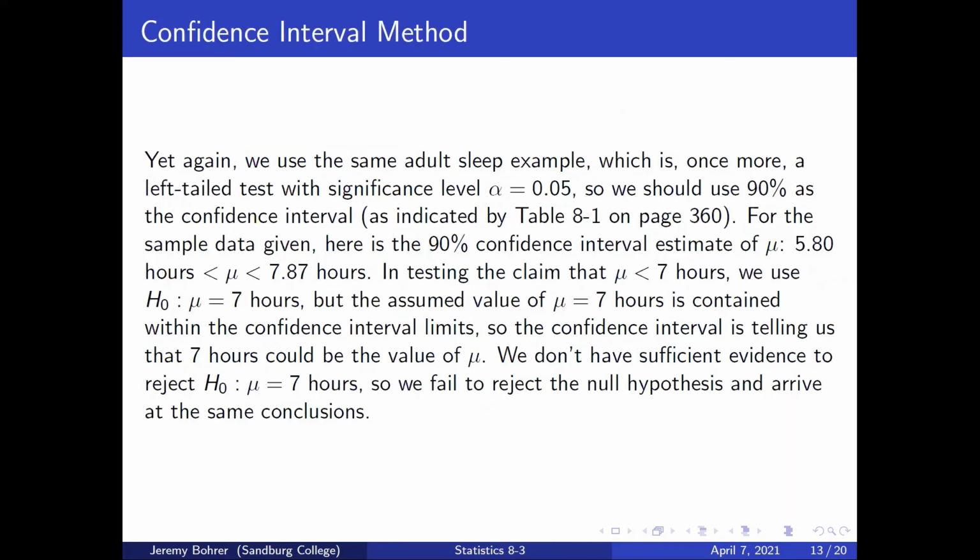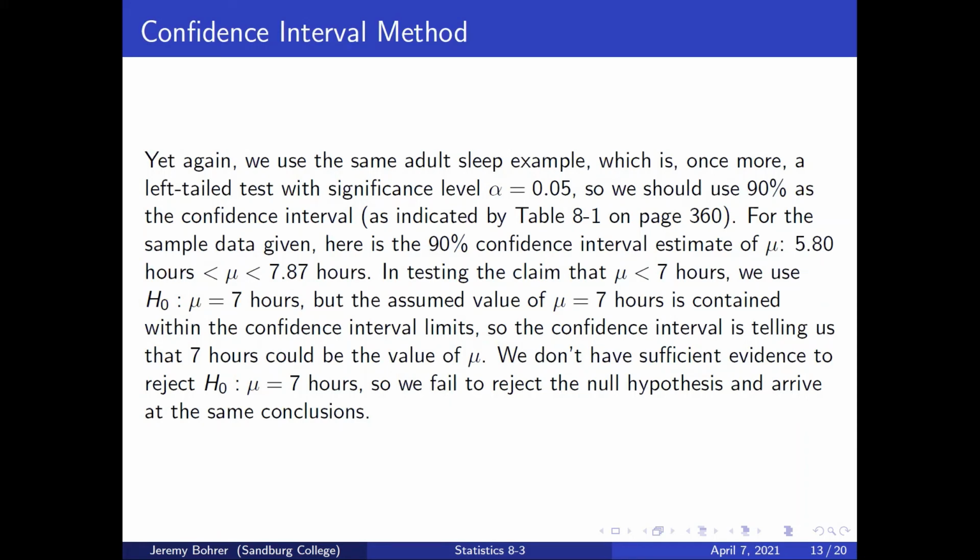Yet again, for the confidence interval method, we use the same adult sleep example, which is, once more, a left-tailed test with significance level alpha equals 0.05. So we should use 90% as the confidence level, as indicated by table 8-1 on page 360. For the sample data given, here is the 90% confidence interval estimate of mu: 5.80 hours is less than mu is less than 7.87 hours.